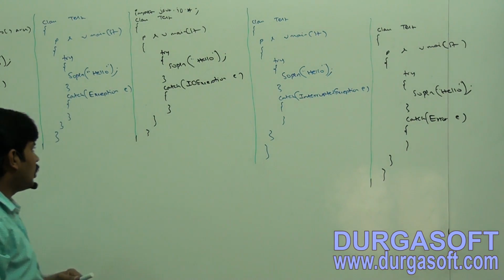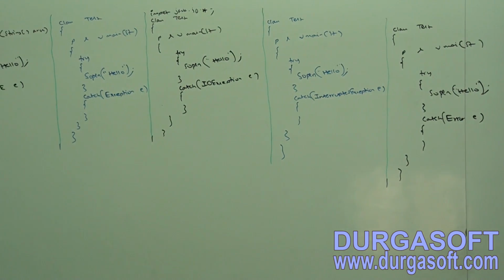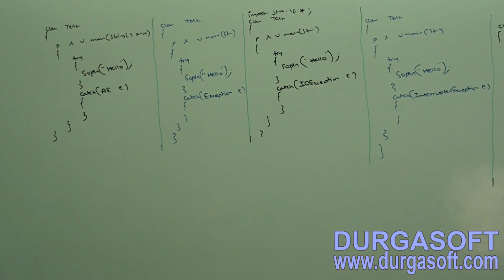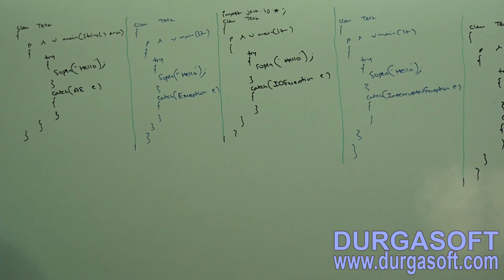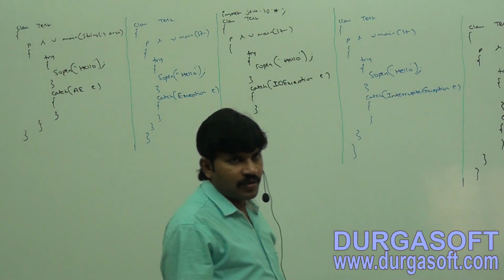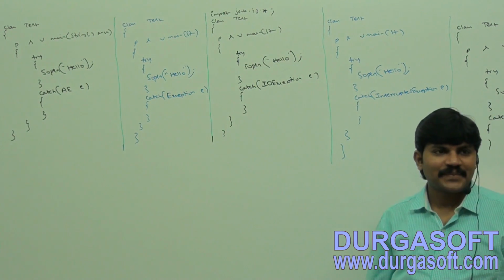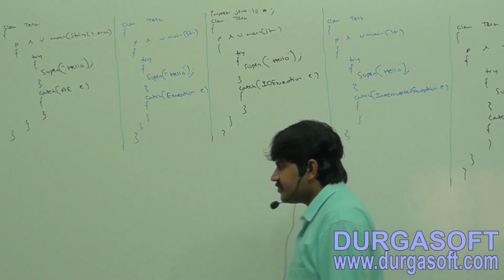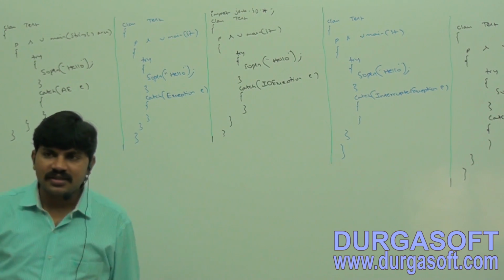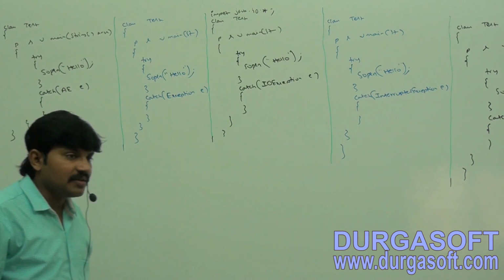So total how many examples are there? Five examples are there. Among these five, in how many cases does the code compile fine? In how many cases won't the code compile? The most dangerous concept. In how many cases does the code compile fine? In how many cases won't the code compile?